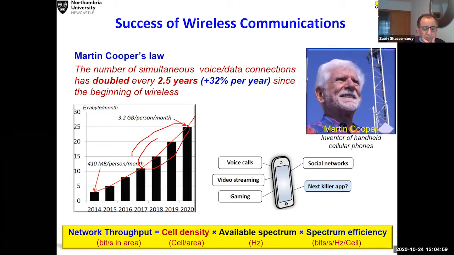How do we measure its throughput? There are three key parameters. One is the cell density, how much bandwidth spectrum we have, and how effectively we use that spectrum. So these are the three fundamental concepts that we could play with in order to increase the throughput. And these are really the driving force behind the growth of modern telecommunication networks.